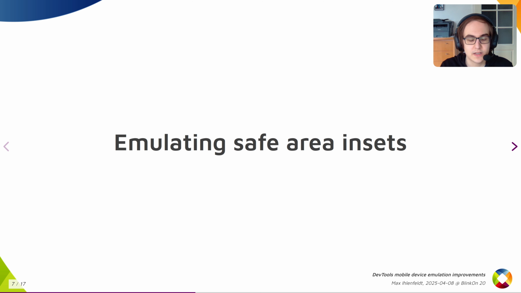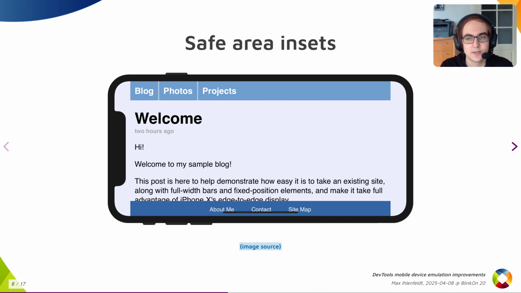And moving on to the next improvement is the ability to emulate safe area insets. And again, first, in case you're not familiar with it, this is how Safari by default renders a site on an iPhone with a notch, which looks okay, but we can do better than that.